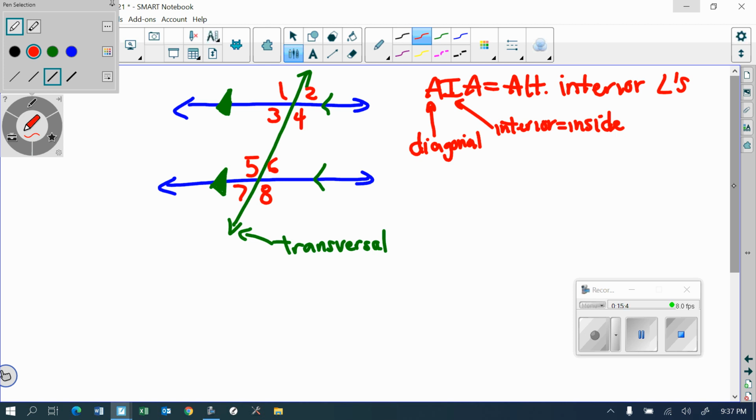Okay, so it tells me I'm choosing between 3, 4, 5, and 6 because they're interior angles, and they have to be alternate. So that means they have to be diagonal from one another. So that'd be that pairing and that pairing right there. They're diagonal. So alternate interior angles would be 3 and 6 is one pair and 4 and 5 is the other pair. Now, there's nothing else to explain on that.